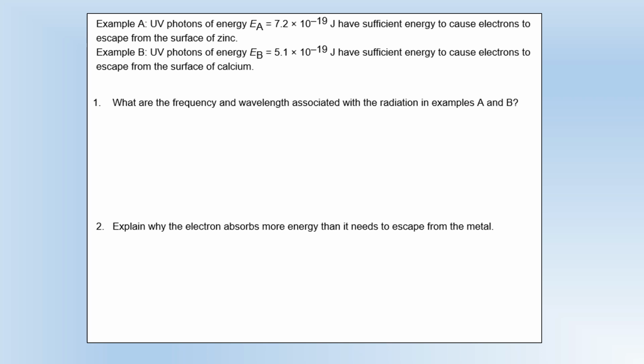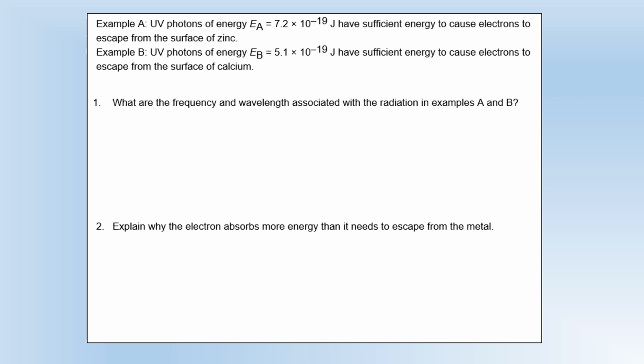So we've got example A with UV photons with a certain energy, and we've got some photons of another energy, and they both have enough energy to cause electrons to be emitted, so they both have photon energy greater than the work function of each of the materials. Okay, so what are the frequency and wavelength associated with the radiation in examples A and B?